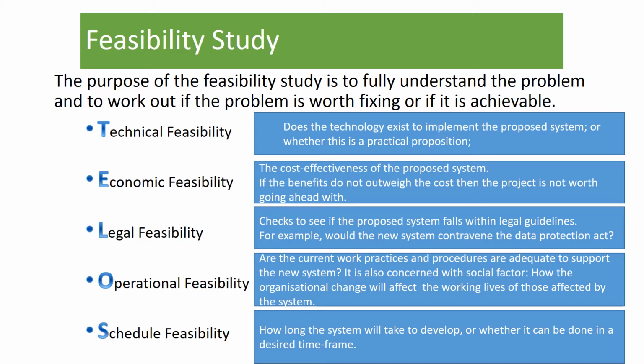We can think of the feasibility study within 5 different areas. First of all, the technical feasibility. This means, does the technology exist to implement the proposed system? Are we trying to achieve something that's not technically possible at the moment? The economic feasibility, how expensive is this going to be? If we've got a budget and we're a company, is this actually going to give us the benefits that we need for the cost? If it's too expensive, is it really worth it?